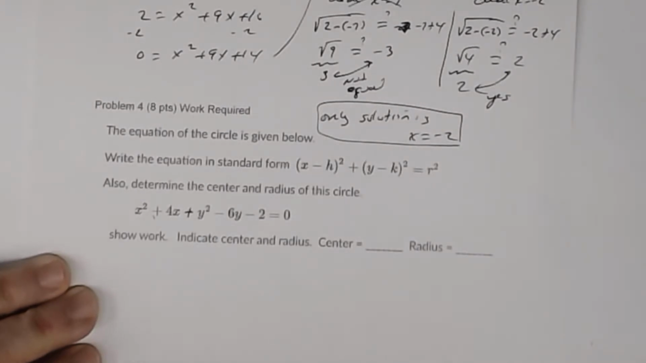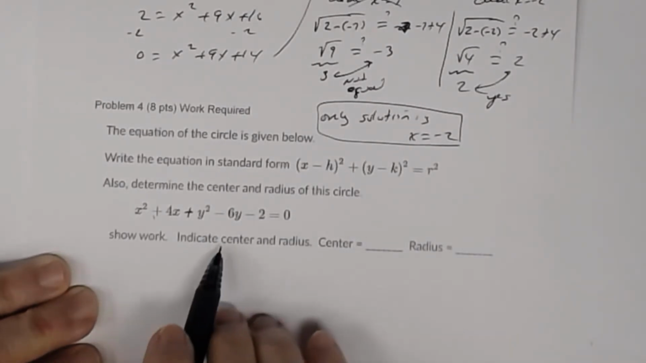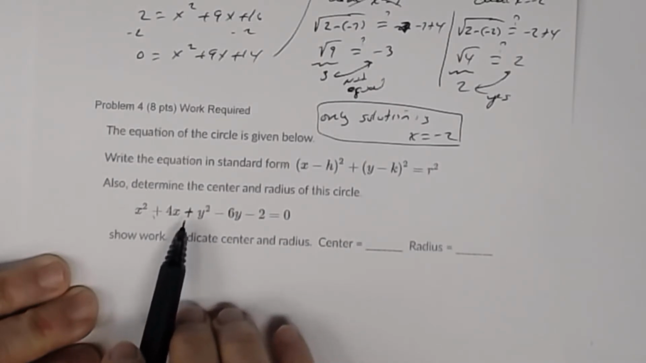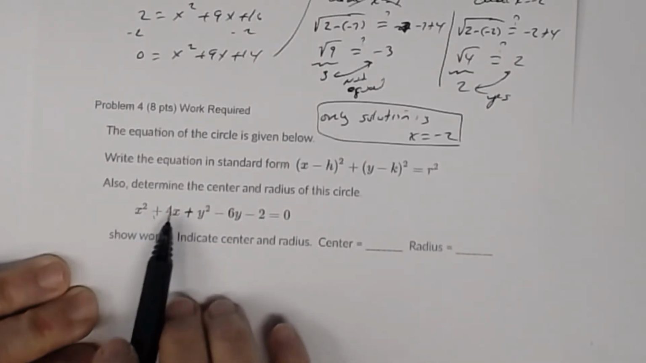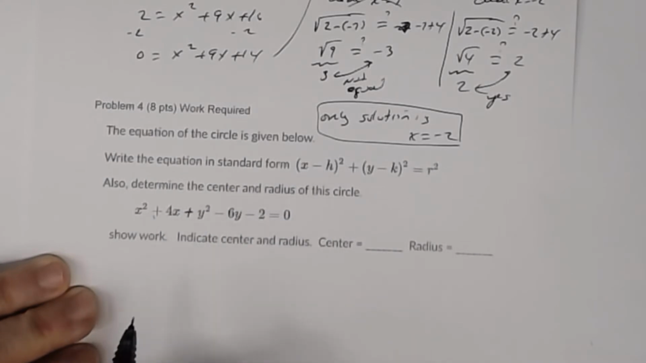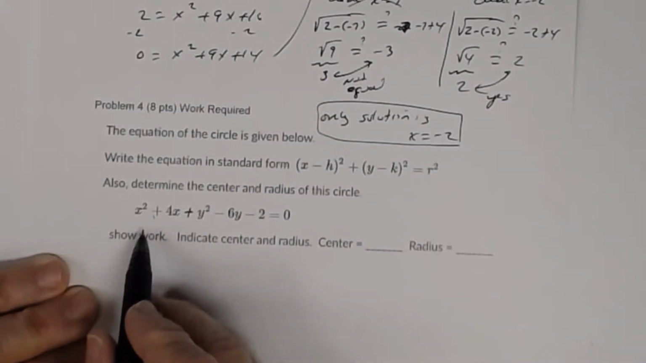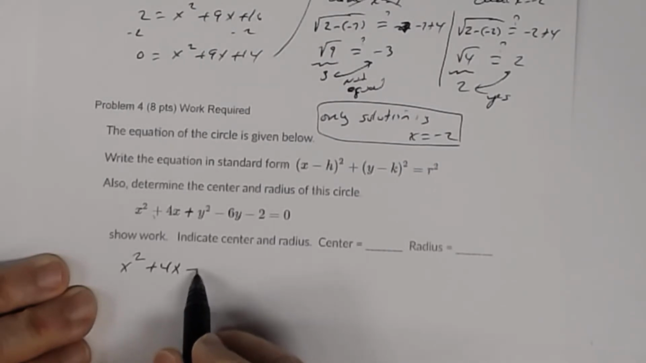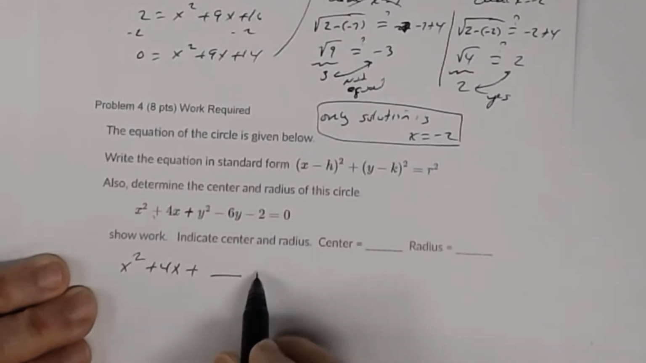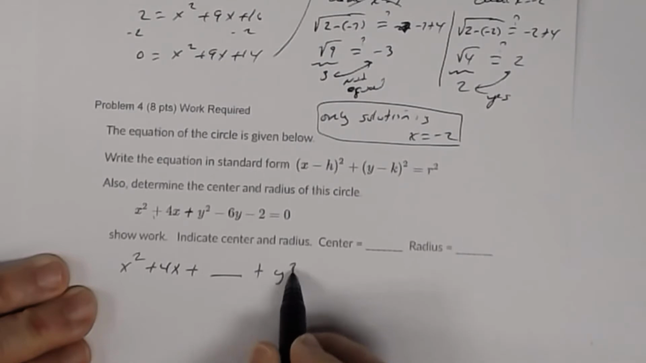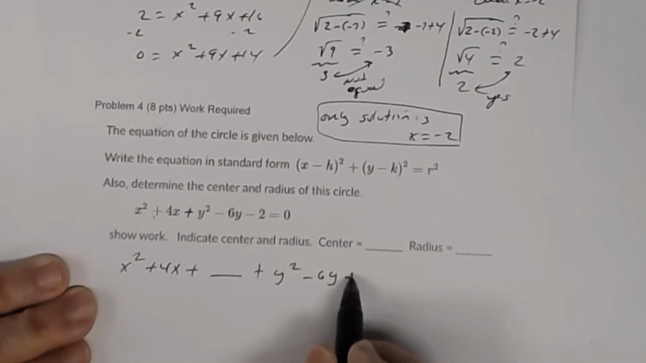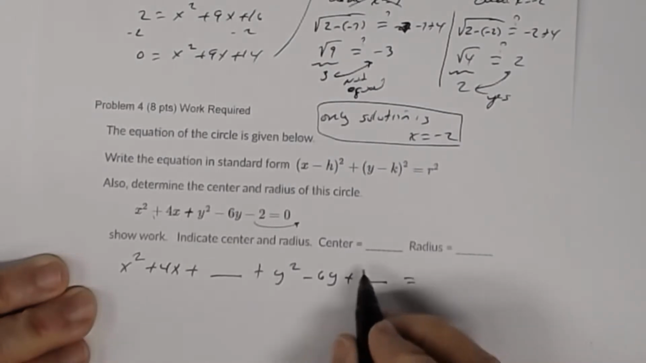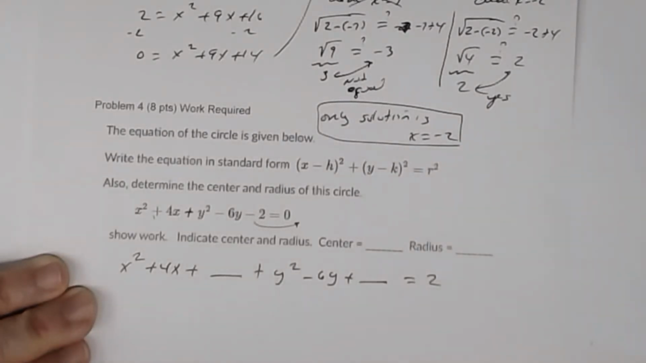So remember, when writing an equation of a circle in standard form, and it's already in general form, you have to use completing the square. All right, so you're going to do this. You're going to say x squared plus 4x plus some number, and then plus y squared minus 6y plus some number equals, and then we're going to bring this negative 2 to the other side. So it'll be 2 on the right-hand side.